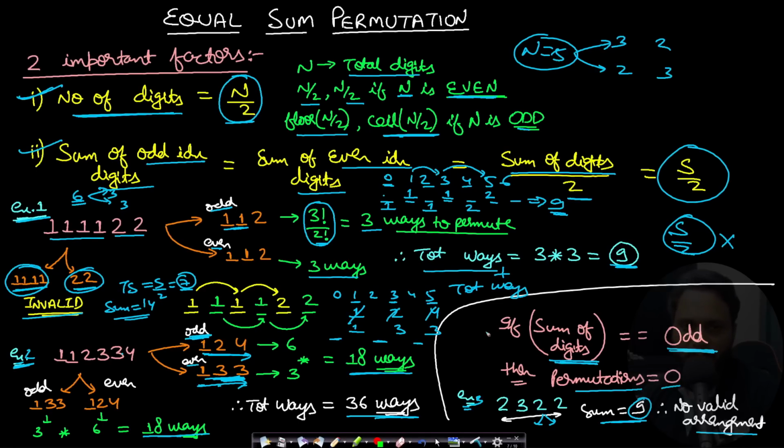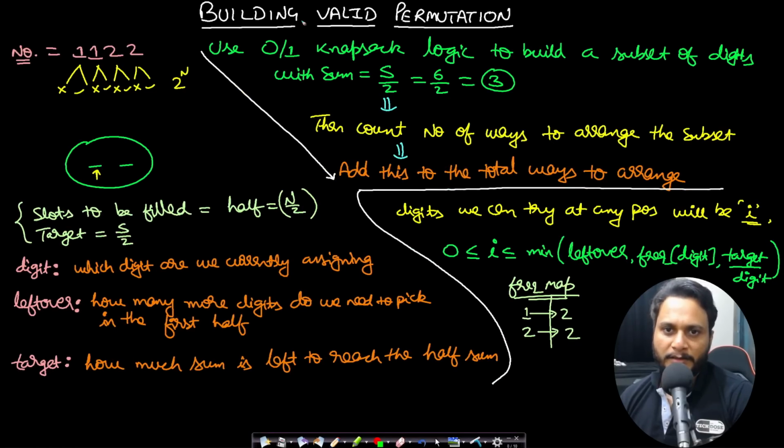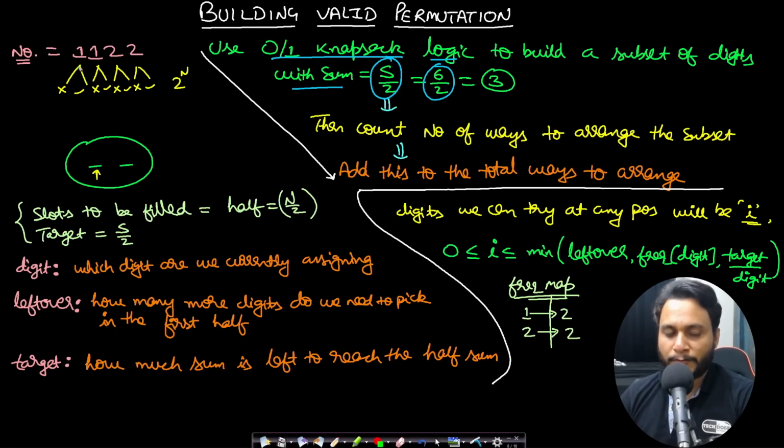Okay, so I hope the idea is clear, right? Now let's see the building of a valid permutation. On the next slide I will be showing you the actual building process. Let me just recap the process entirely. We will be using 0-1 knapsack logic to build a subset of digits with sum equal to s by 2, which is 6 by 2, equal to 3 for this particular example.